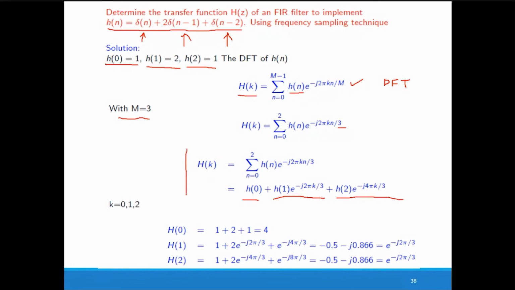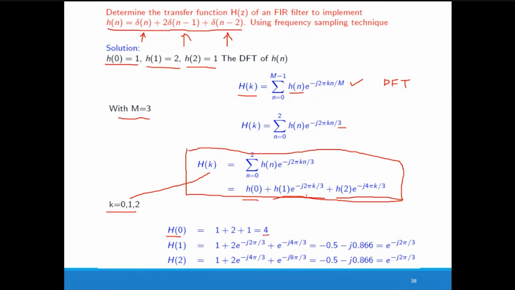Okay, so this is the equation of H of k. Now we have to calculate the value for each value of k. Here we are taking 3 samples, so k has the values 0, 1 and 2. Now we apply the values of k, that is 0, 1 and 2, and find H0.